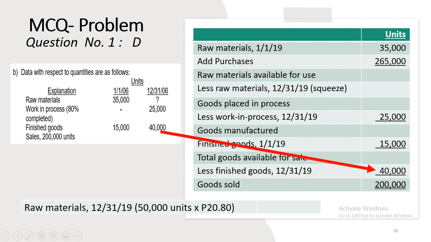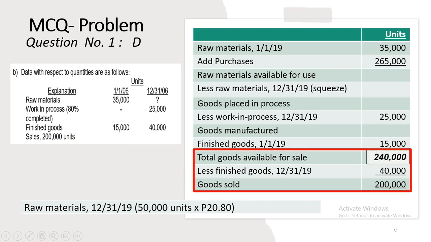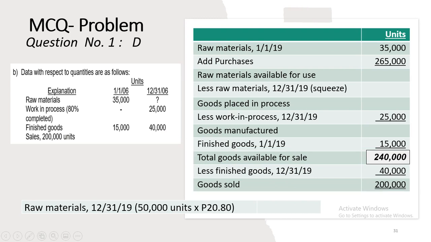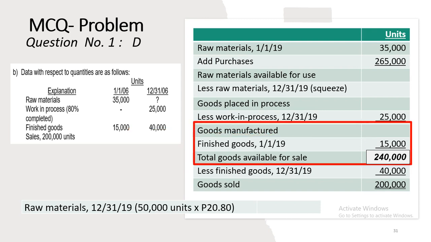And then finished goods ending less 40,000. Therefore, to compute the total goods available for sale, it is 200,000 plus 40,000 or 240,000. Next is the finished goods beginning, 15,000. So to compute for goods manufactured, 240,000, and in this case, we deduct the finished goods beginning, because we work backward, right? 225,000.